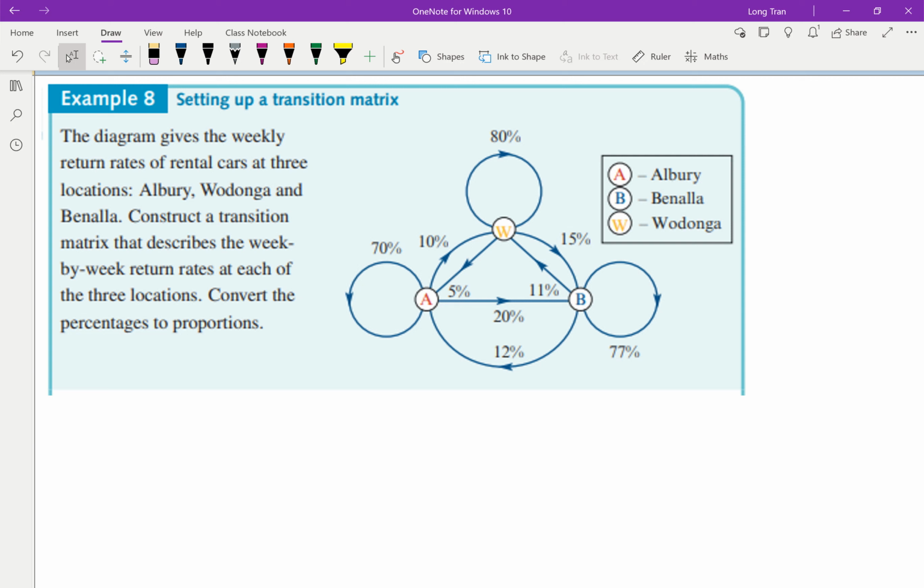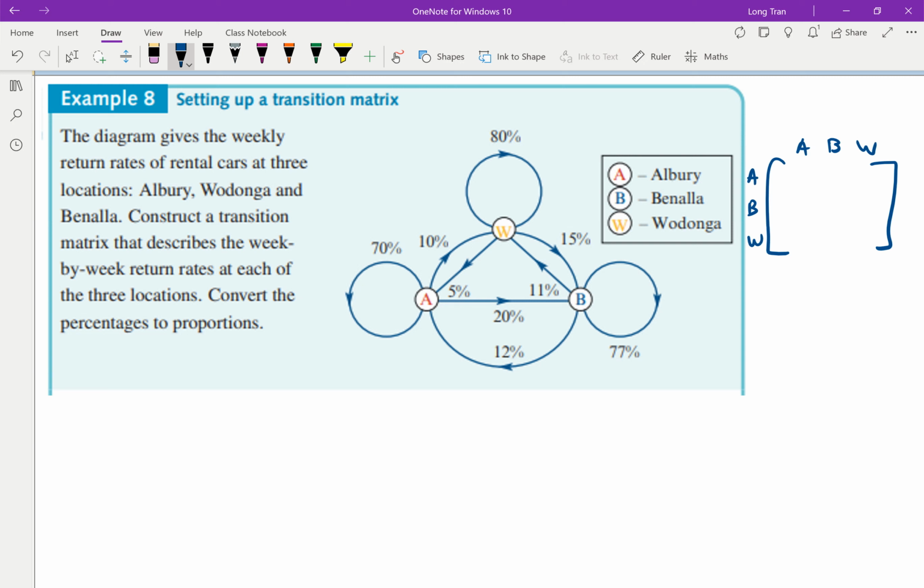All right, the diagram shows the weekly return rates of rental cars at 3 locations. You've got Albury, Wodonga, and Benalla. These are your 3. That means I've got a 3 by 3 matrix because it's 3 states. So Albury, Benalla, and Wodonga: A, B, and W.